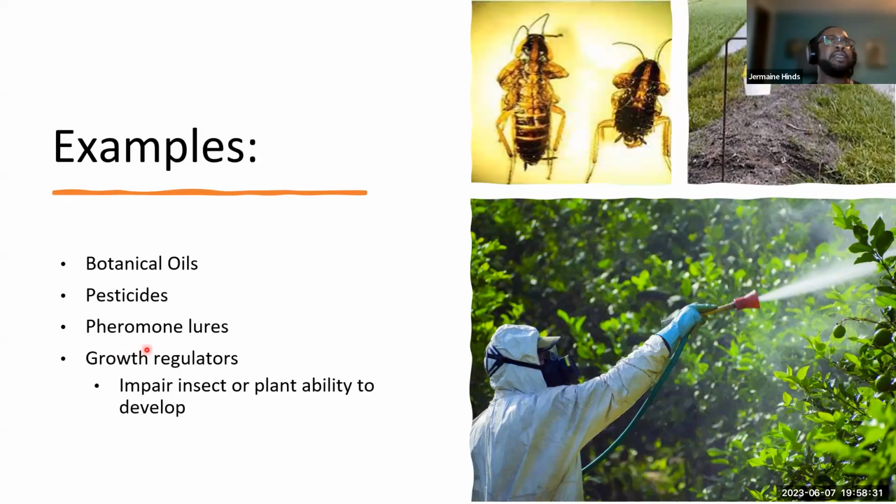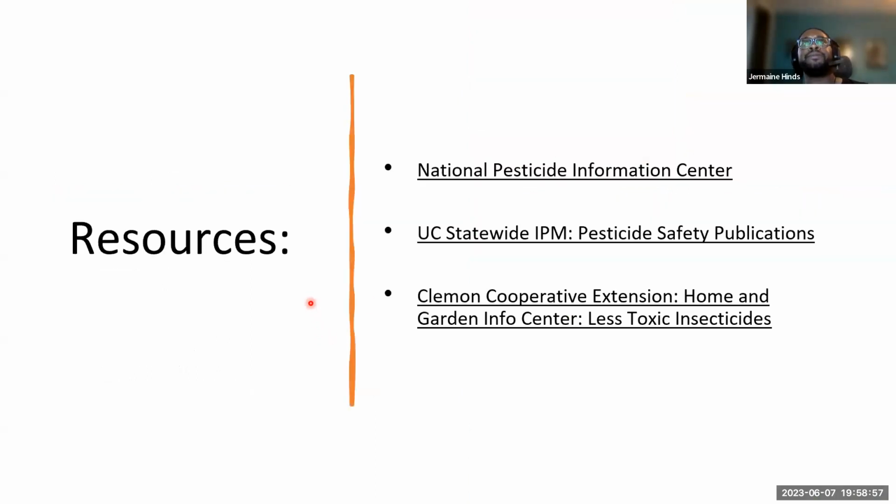Then there are growth regulators. Regulators, typically for insects, impair the ability of an insect or plant to develop. So these are the effects of an insect growth regulator on a cockroach. You can see their legs aren't fully developed and their bodies are distorted, so they're not going to be fully functional adults that are active pests in your building or your crop or whatever.